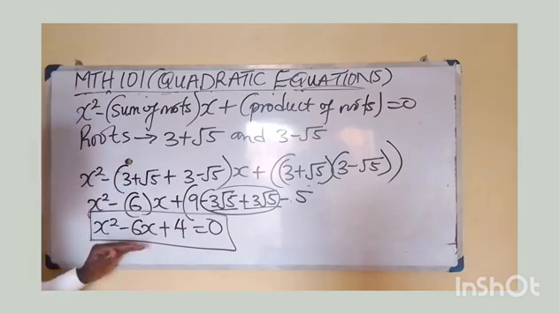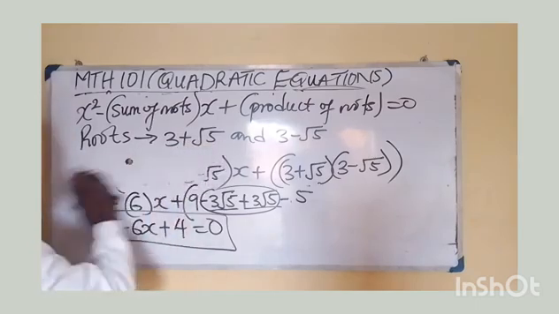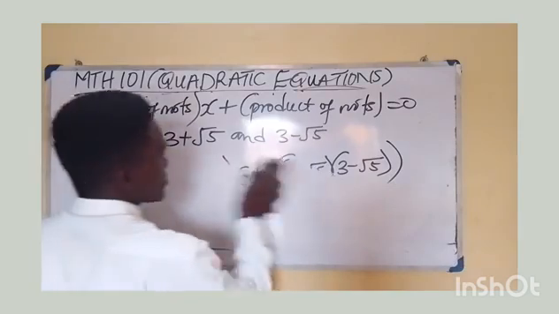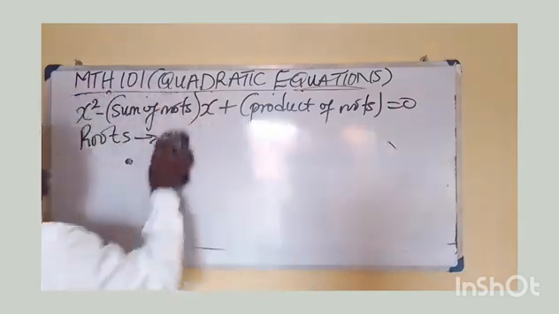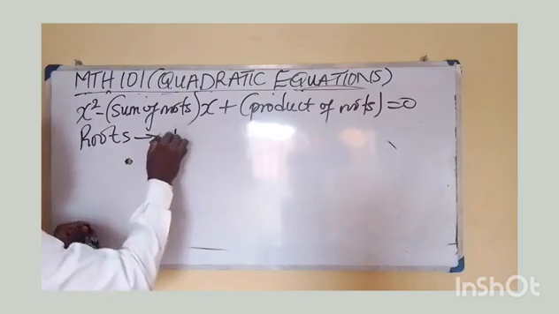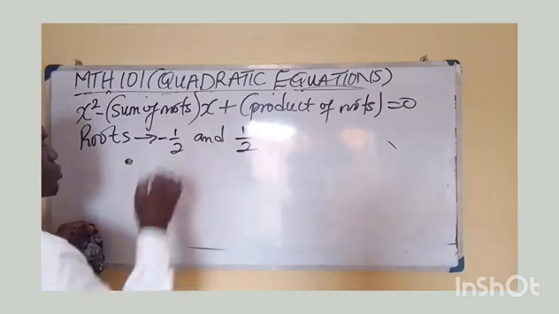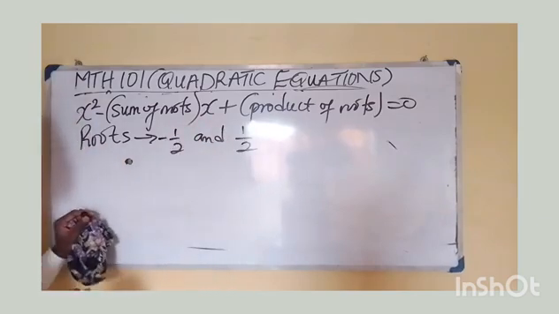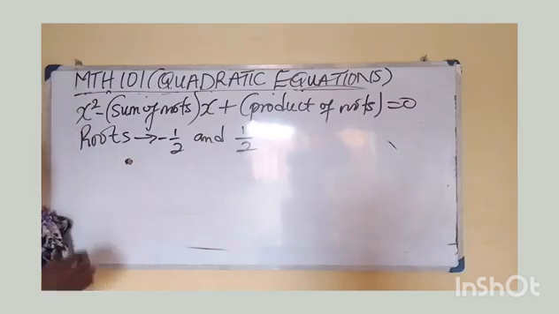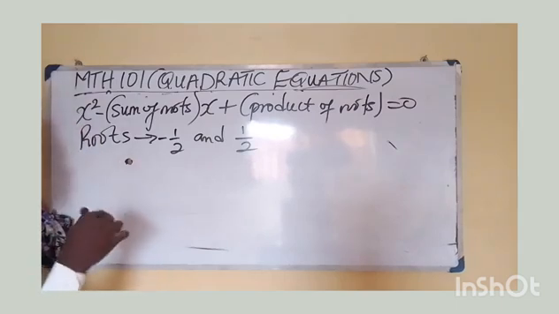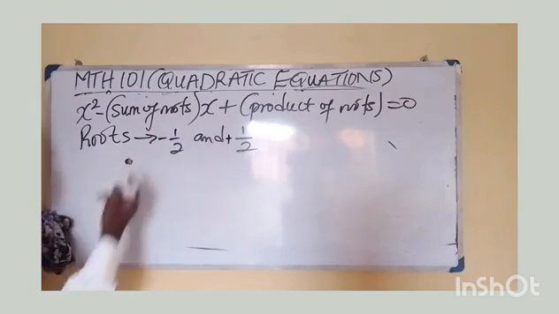I believe this is clear enough. You understood it, right? So what if we are given the roots as maybe minus 1 over 2 and 1 over 2? One is plus, and this one is negative.